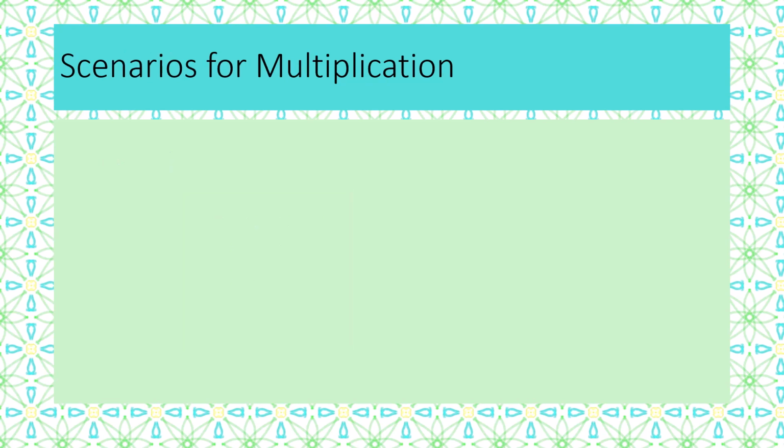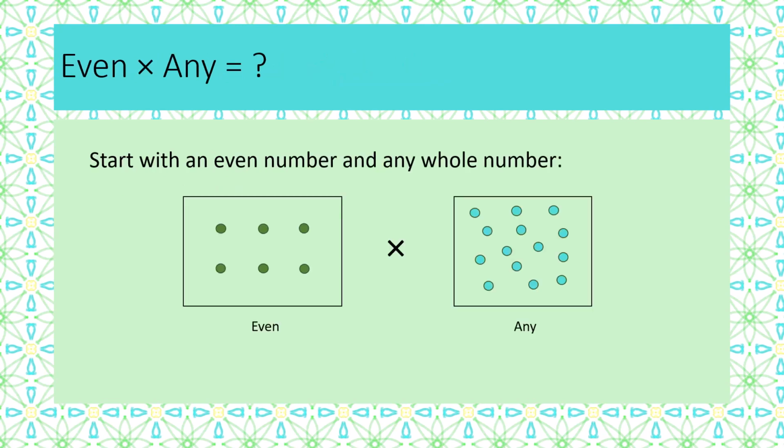We need to consider two scenarios for multiplication with even and odd numbers. Products where at least one of the numbers is even, and products where both numbers are odd. We'll begin with the product of an even number with any whole number. The second number, the any whole number, could be even or it could be odd. The actual values of these numbers don't matter. The only thing we care about is that the even number can be separated into two equal parts with none left over.